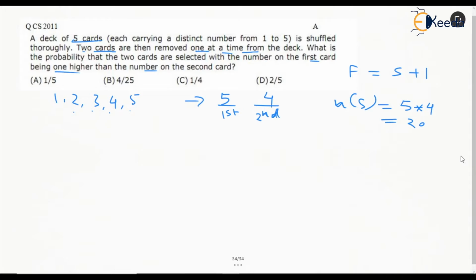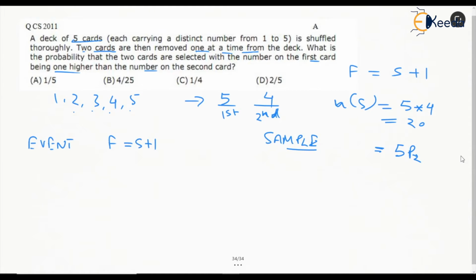You can also find this in terms of 5P2, right? Arrangement of 2 cards out of 5 cards. Now, this was about the sample space. I'm not discussing each of the samples, but this is the number of samples. And the event is getting F, the first card, to be one higher than the second card.